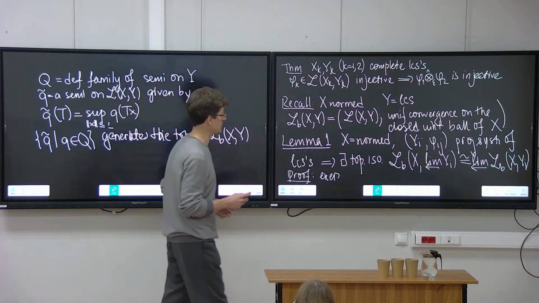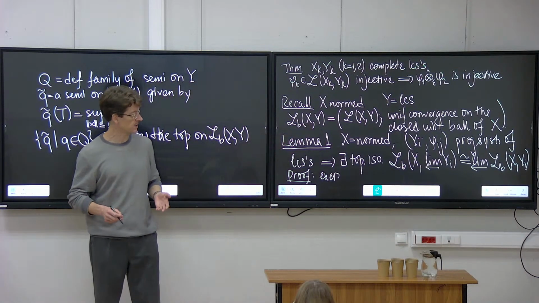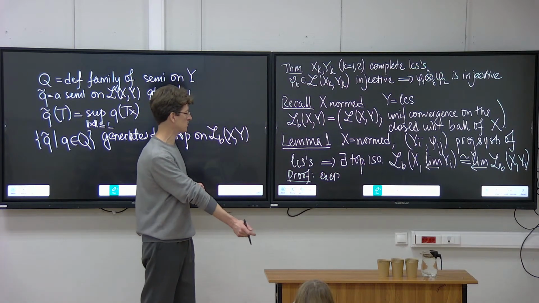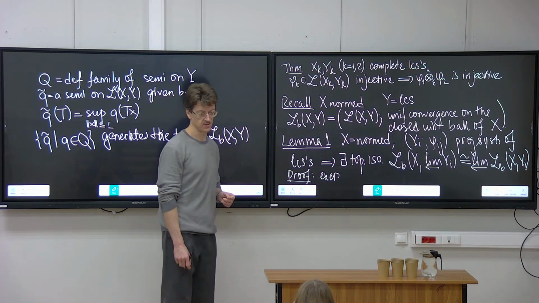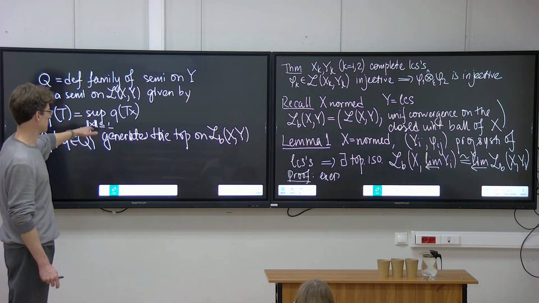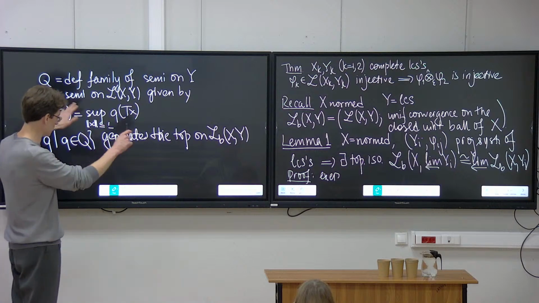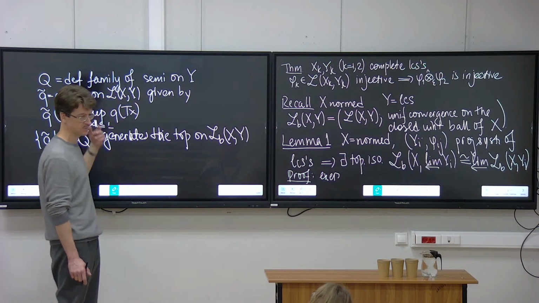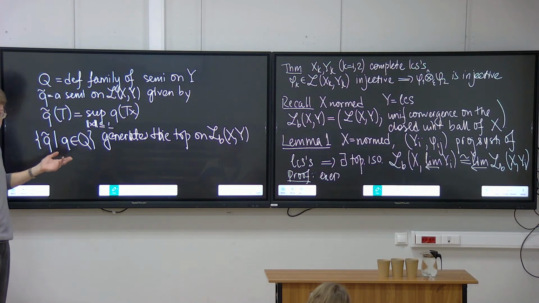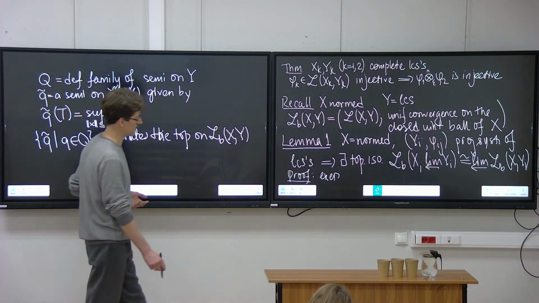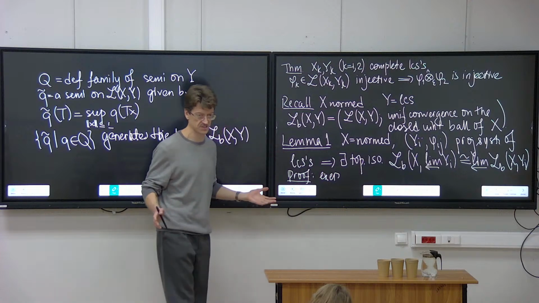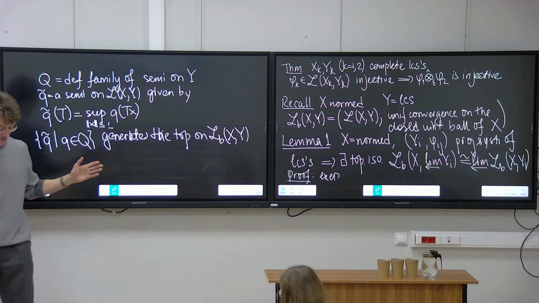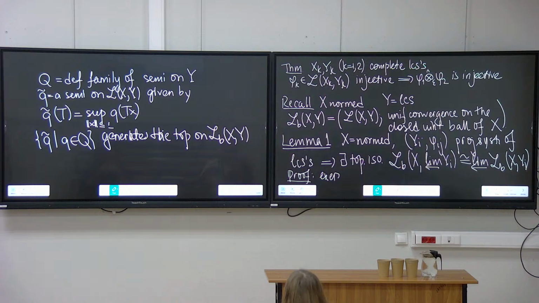If X is an arbitrary locally convex space, not necessarily normed, we can equip L of X, Y with the topology of uniform convergence on bounded subsets of X. So we replace here the unit ball by an arbitrary bounded subset of X, and we consider all Q and all bounded sets. So in this case, the defining family of semi-norms on L of X, Y will be indexed by Q and by the family of all bounded subsets of X. But this is a special case. X is a normed space, and we don't have to consider all bounded sets. It suffices to take the closed unit ball, and the topology will be the same. So this is just a natural generalization of the normed space L of X, Y, where X and Y are both normed spaces.